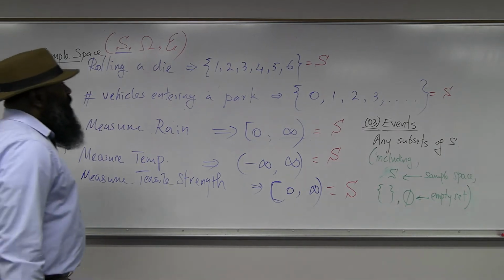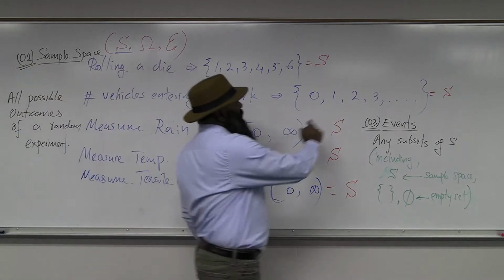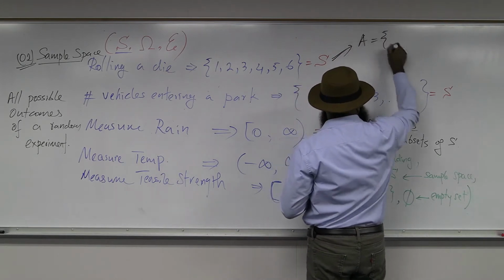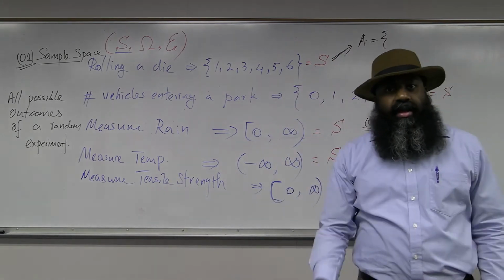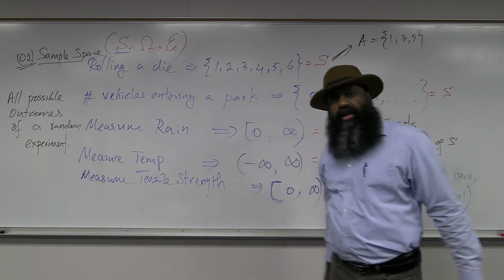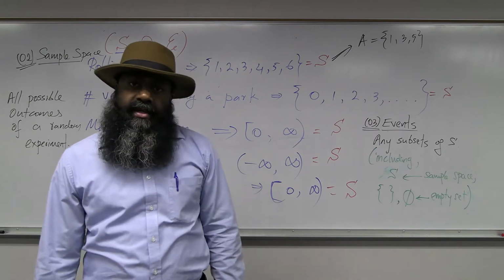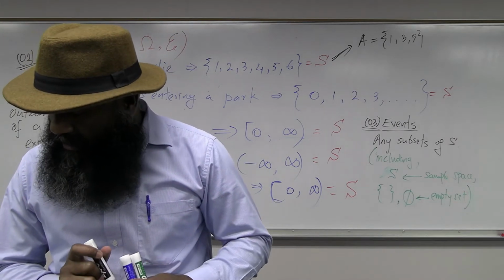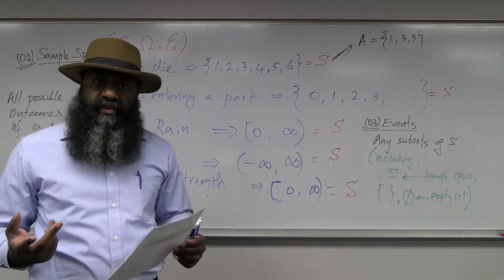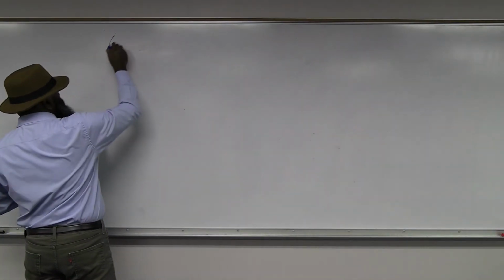So one example for an event for the first experiment right here is, let's say, A equals receiving an odd number. So it's 1, 3, 5. It's an example for an event. Also S itself, including all of these numbers, will also be considered as an event. Okay, good. Let's move on to point number 4, probabilities of events. Now that's very important. Number 4, probabilities of events.